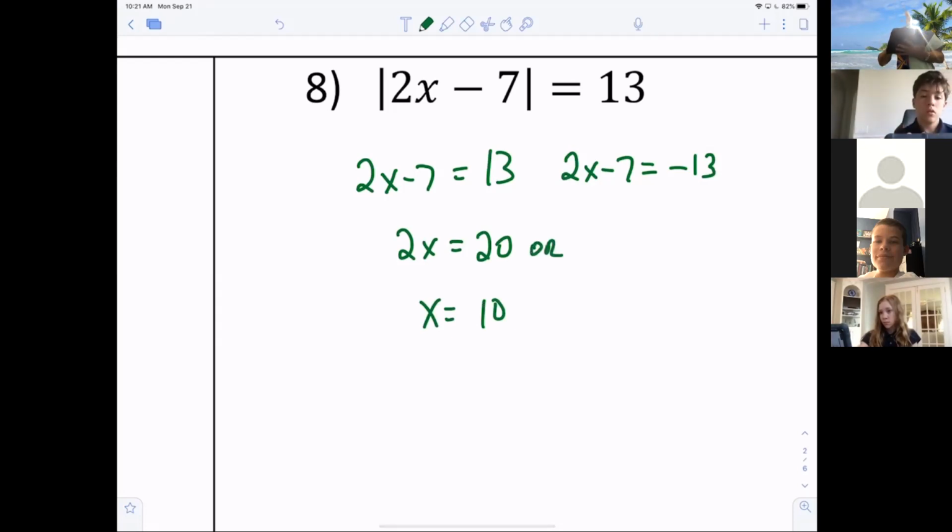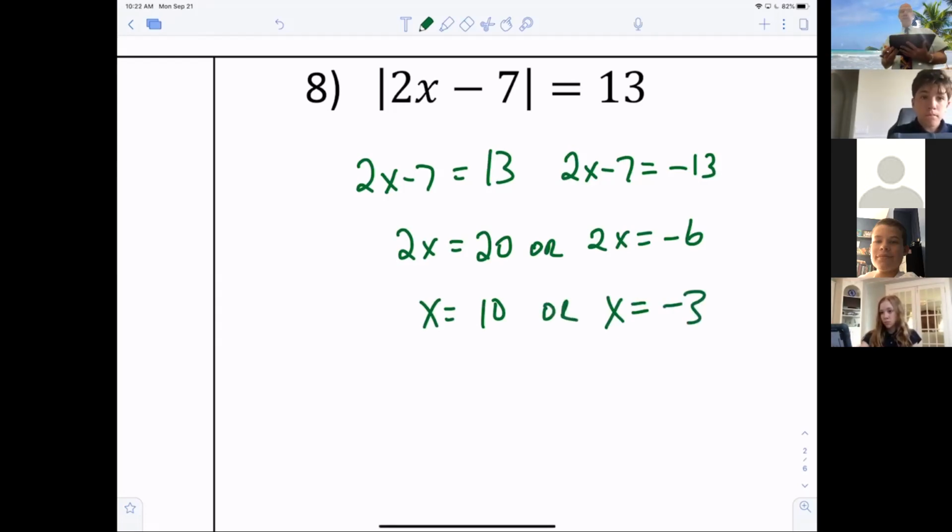Now I'm going to add 7, so 2x equals negative 6, and so x is, wow, we're so fast today, guys. Congratulations. 6 divided by 2. Some of you are thinking about that. Well, you know, what? Oscar?